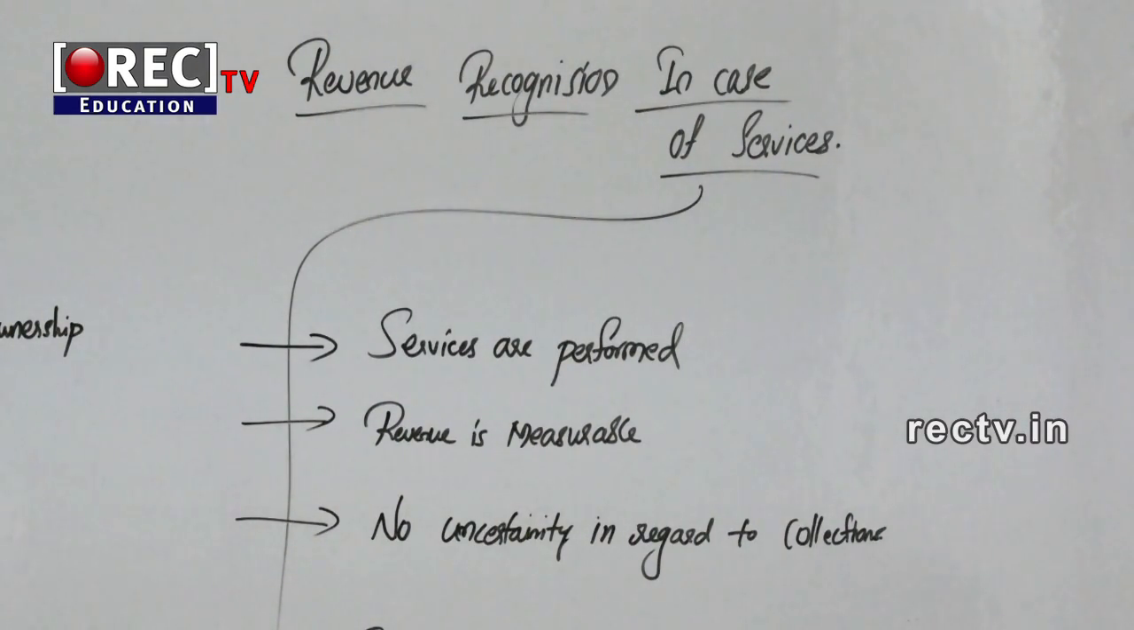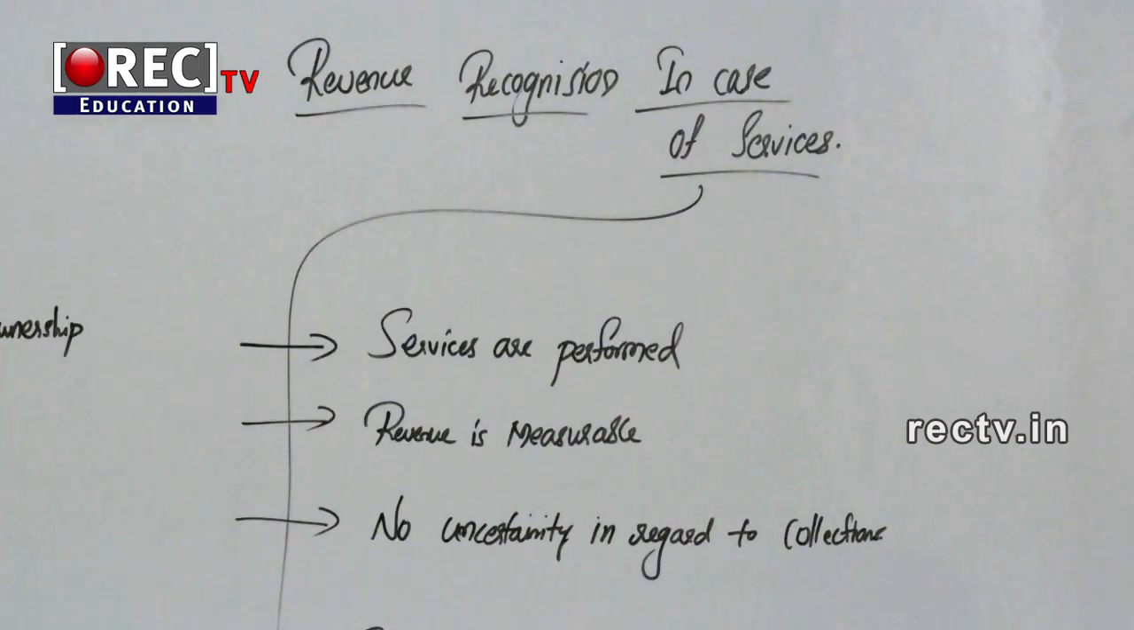So the chartered accountant should provide services to you. So there is service performed. And when your chartered accountant states his collection fee, it is measurable, and the service receiver should give the money to the service provider. So it is the certainty of collection. So if these three are cumulatively met, we can say there is a revenue recognition in case of services.